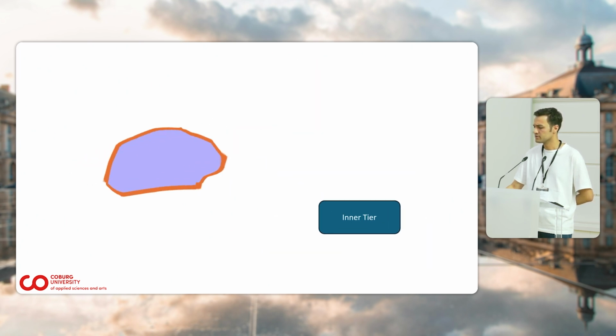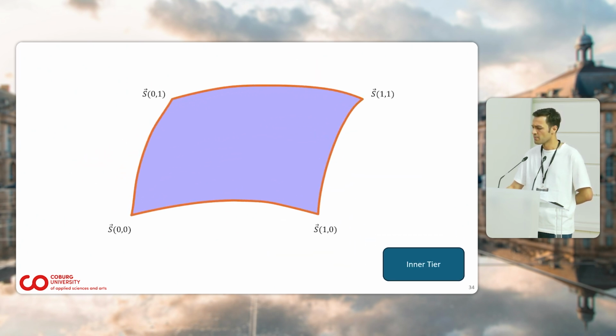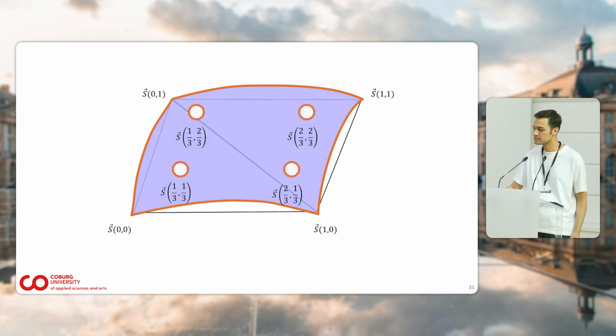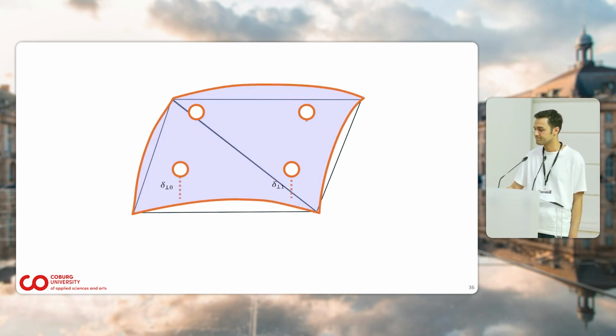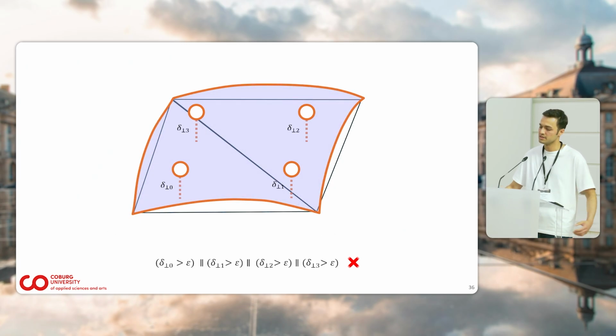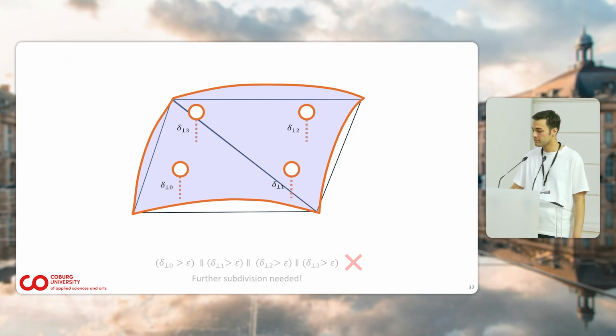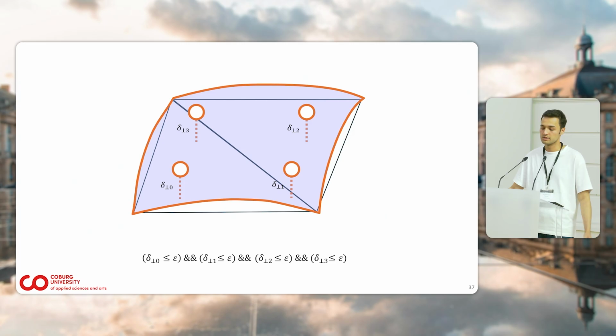In the inner tier, we have a quite similar thing, but we extend the very same idea that we saw in the curves to the surface and evaluate our surface at its inner points, and again calculate the orthogonal distances and see if they are larger than a threshold. If yes, we again have to subdivide, and if not, this time we can proceed with the rendering.